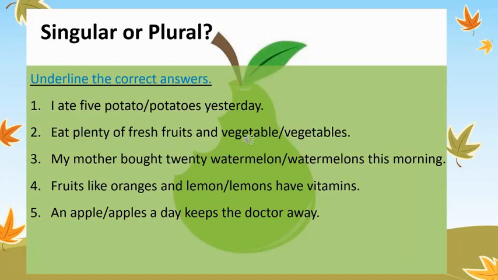Okay. The second one, eat plenty of fresh fruits and vegetable or vegetables. The third one, my mother bought 20 watermelon or watermelons this morning. Fruits like oranges and lemon or lemons have vitamins. The next one, an apple or apples a day keeps the doctor away. Read the sentence carefully, children, and then answer. Okay?